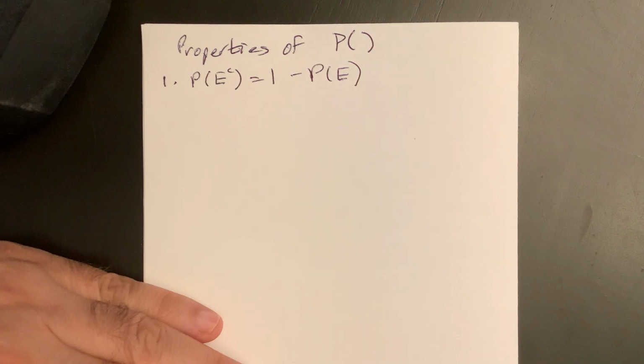And that's clear because I won't even write it. We did this actually in the last lecture. E^C union E is S, right? So if I added P of E to both sides, I find that I have P of S equals 1. So I can start there.